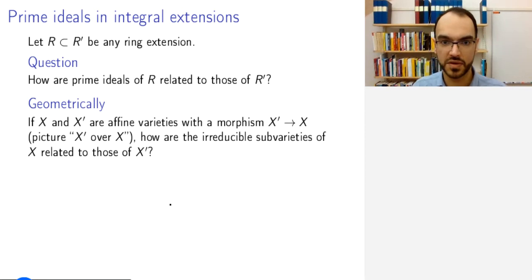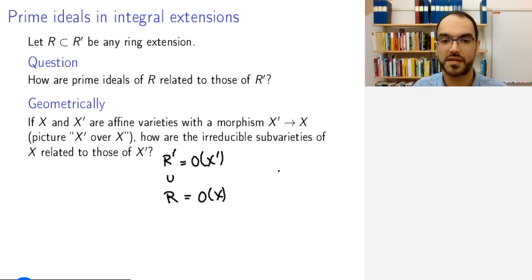X prime. So the picture you should have in mind is the following: we have some ring R included in R prime, and we think of this as usual as O of X prime, and this is O of X. And make it a habit to always draw these pictures and think pictorially and geometrically about the statements and proofs we are going to do.